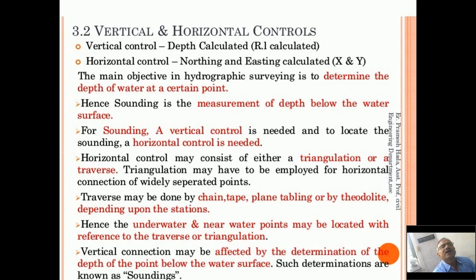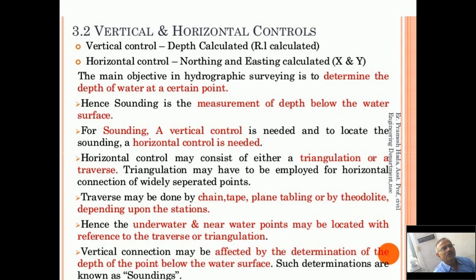When you are carrying out the hydrographic survey, you need some reference points, that is the vertical control and horizontal control. What is the need of the vertical control and horizontal control? For example, if you are locating a point inside the sea, then the location of the point will be with respect to a point on the sea coast. For that purpose, the horizontal control is necessary. And when you are measuring the depth below the water surface, that depth is to be correlated with any nearby benchmark. That is the vertical control.